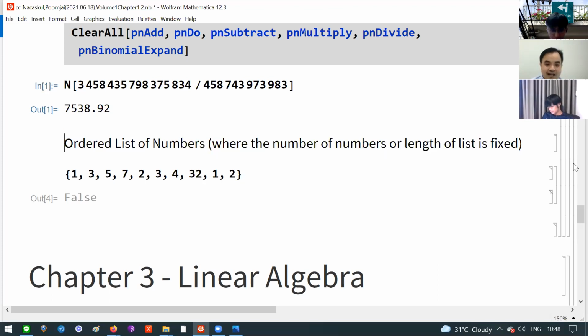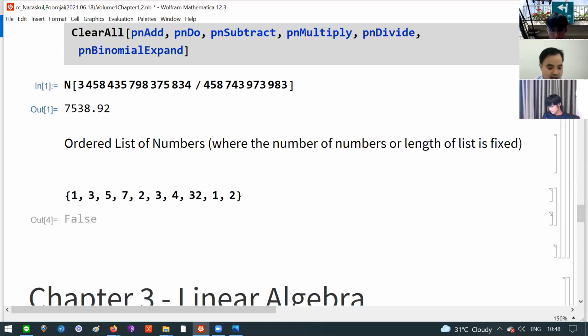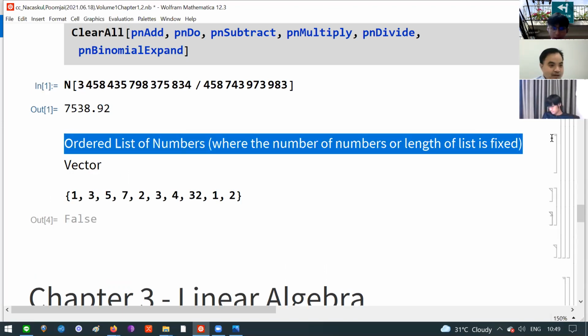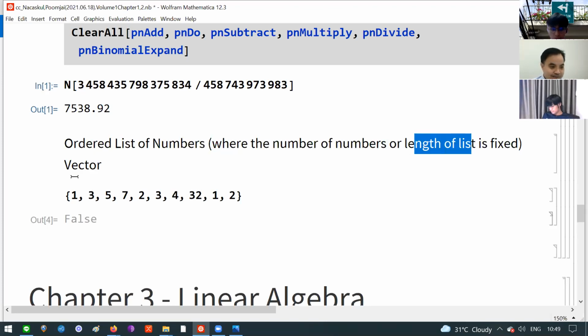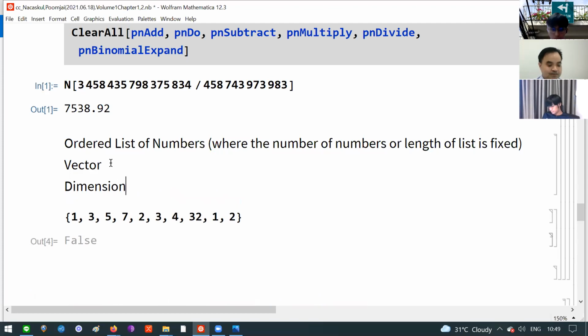This thing is called a vector. This list of numbers, where the length is fixed, is a vector, and the length of the list is called the dimension.